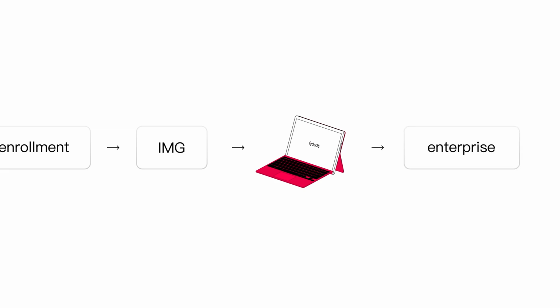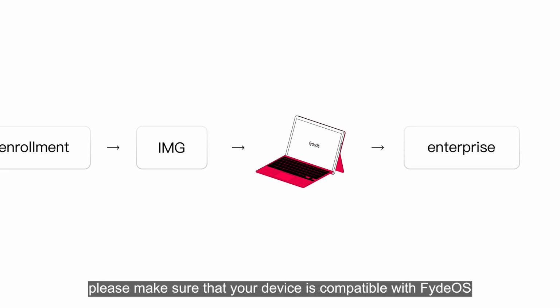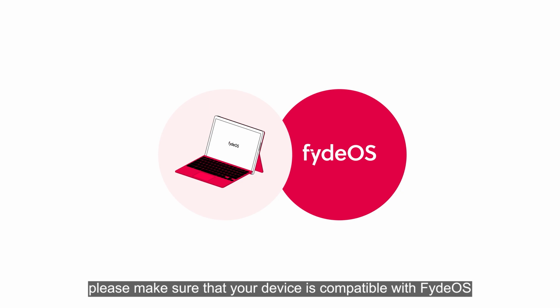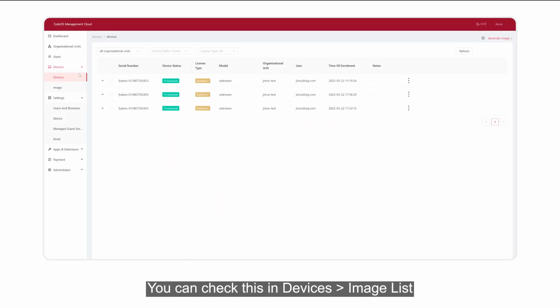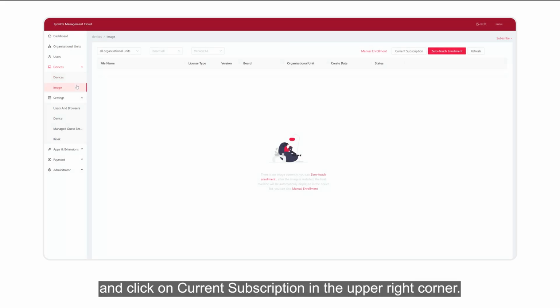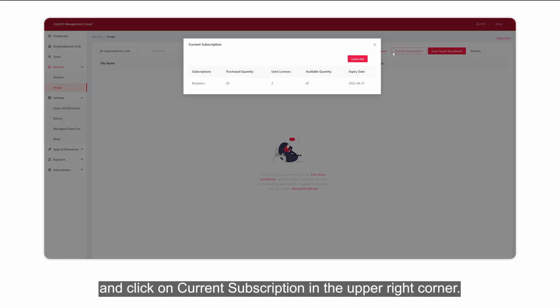domain. Before doing this, please make sure that your device is compatible with FydeOS and that your account has an available FydeOS Basic or Business Plus subscription. You can check this in Devices, Image List, and click on Current Subscription in the upper right corner.